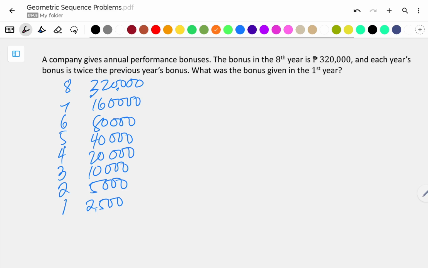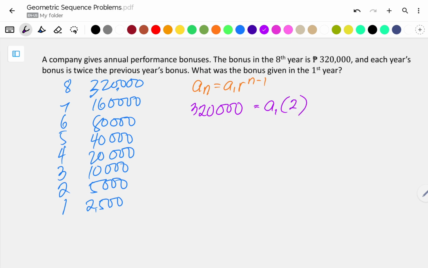So if we use the formula here, a sub n equals a sub 1 r to the n minus 1, we have a sub n is 320,000. A sub 1 is unknown. Common ratio is 2 because it's twice. And then n minus 1 is 8 minus 1 because it's on the 8th year.